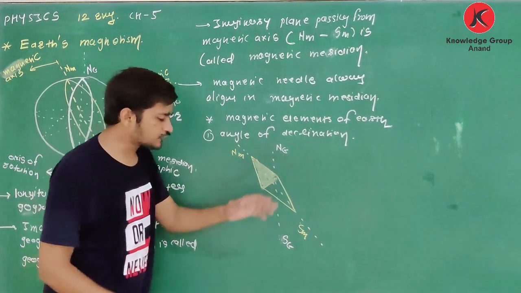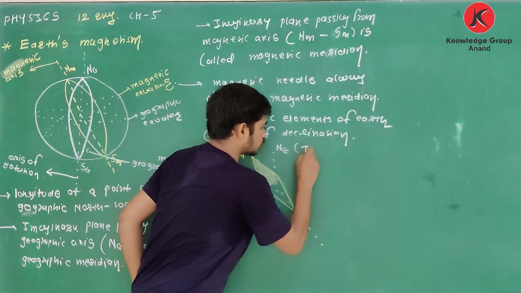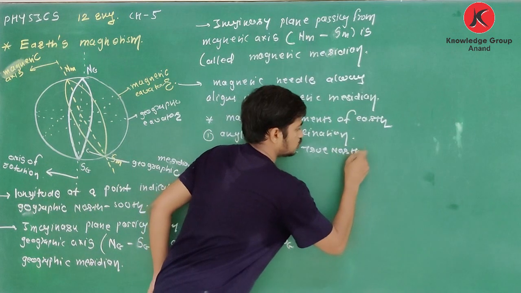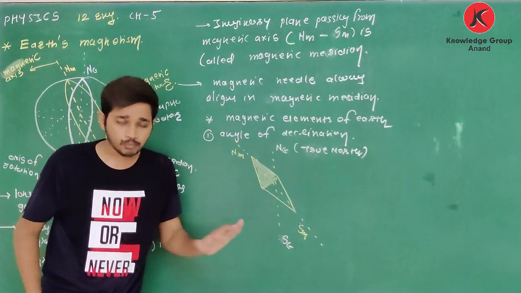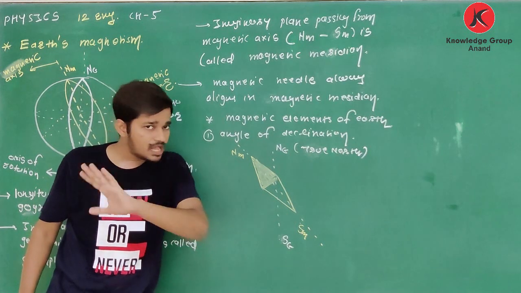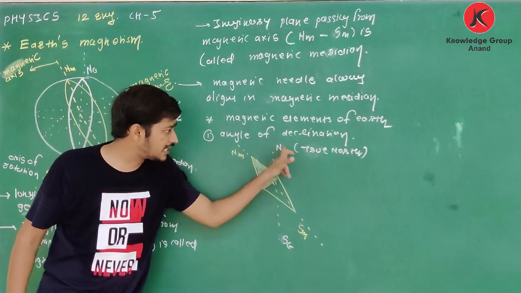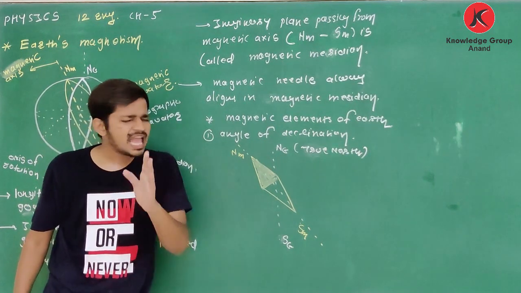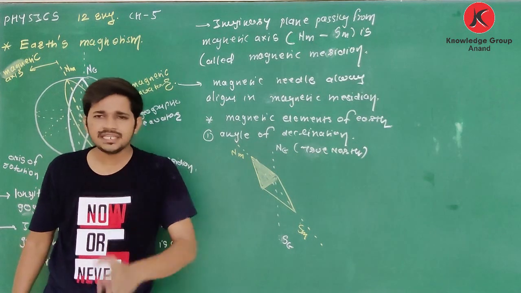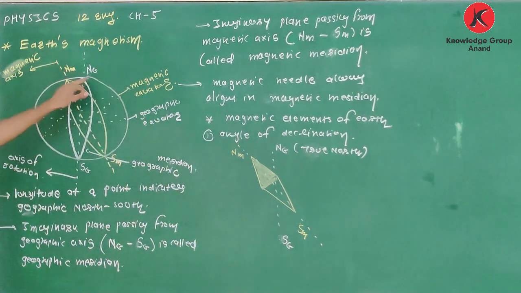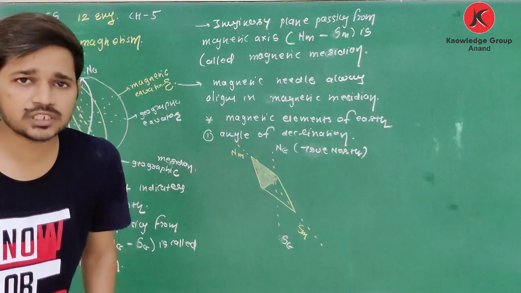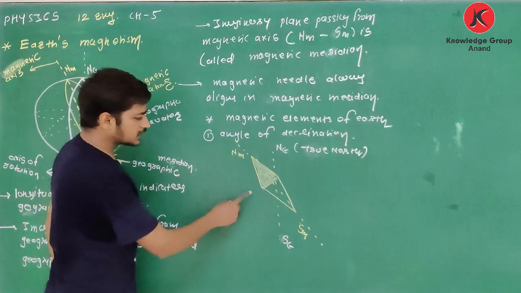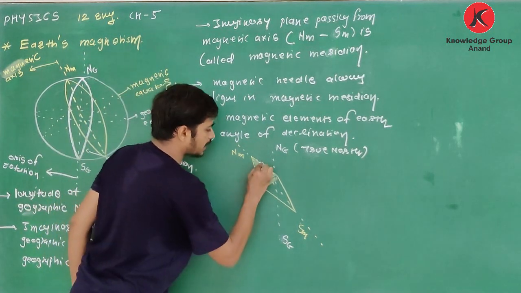So yes, it is true north. It is true north and it is true south. But whenever we have a magnetic needle, that needle will not align in the direction of true north and south. It will always align in the magnetic meridian, and the magnetic meridian is different from the geographical meridian. Clear about this?